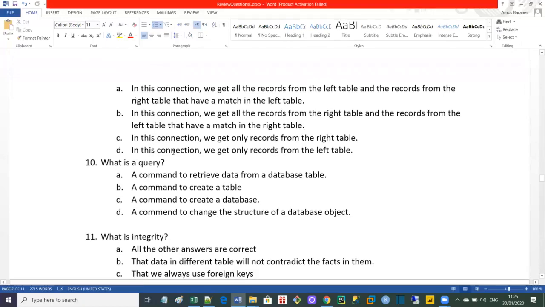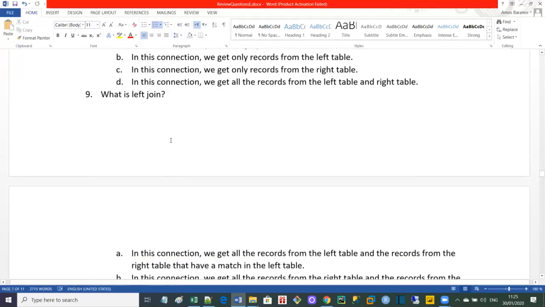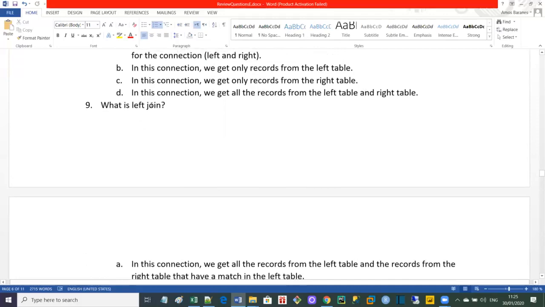Question number 10, okay? What is a query? By the way, just before I move on, there's also right join. Right join means show me all the rows in table B, regardless of whether I have a match in table A, okay? And there is also a command called outer join.